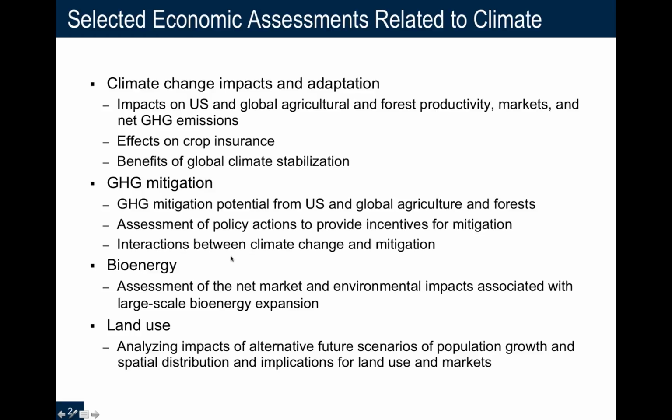productivity and forest productivity. Another set of assessments focus more on the greenhouse gas mitigation potential that can be provided by the agriculture and forestry sectors, as well as potential market participation by landowners. On a related topic, bioenergy is one category of mitigation that's gotten a lot of attention in the U.S. and in the Southeast. There's a lot of interest around forest biomass to bioenergy, as well as other agricultural feedstocks potentially. But then there are some important questions around assessing what the net market and environmental impacts may be when you have large-scale bioenergy expansion. Another set of economic assessments relate to land use and what the implications are of different future scenarios for population growth and climate, and where that growth may be spatially distributed, and what kind of impacts that has on land use and commodity markets.